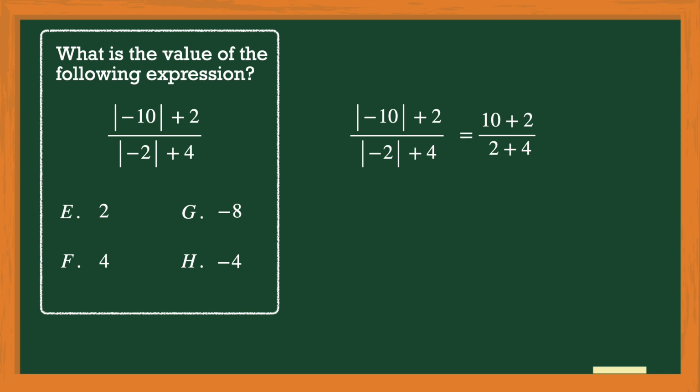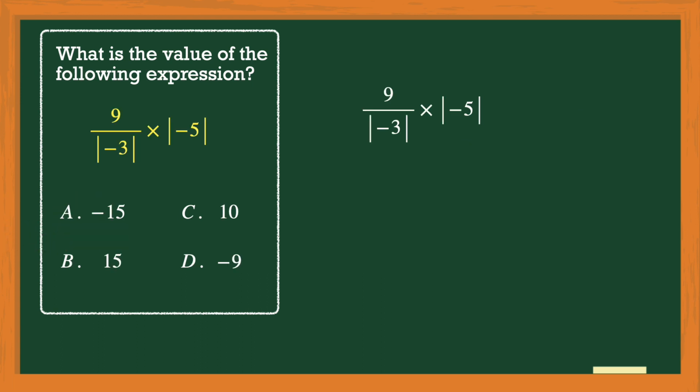Next, I need to find the value of the numerator by adding 10 and 2 to get 12. And then in the denominator, I have 2 plus 4, which is 6. But 12/6 is an improper fraction, so I need to simplify it by dividing the numerator of 12 by the denominator of 6. 12 divided by 6 is 2, and I see my answer choice as choice E.